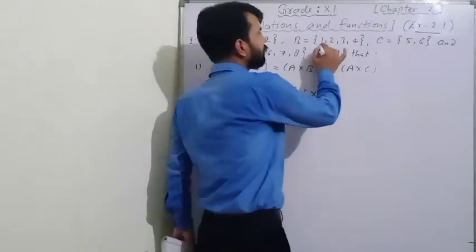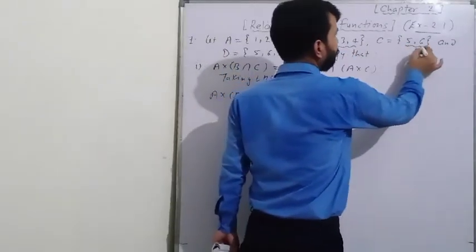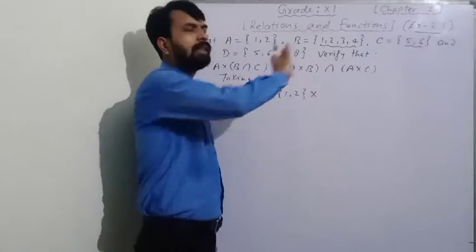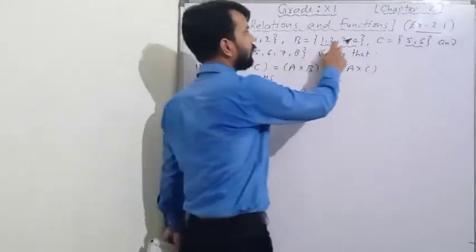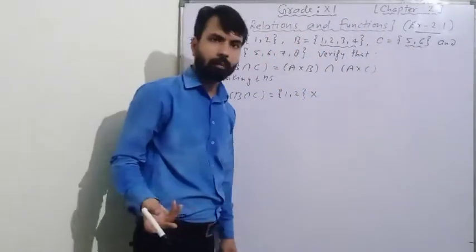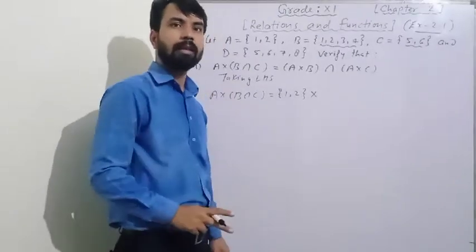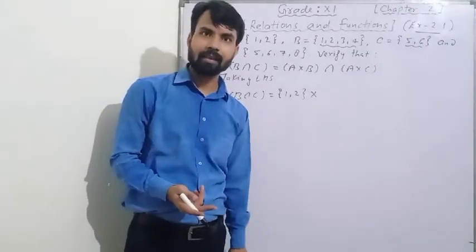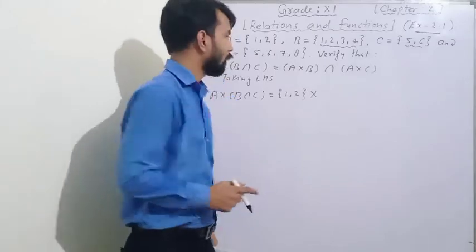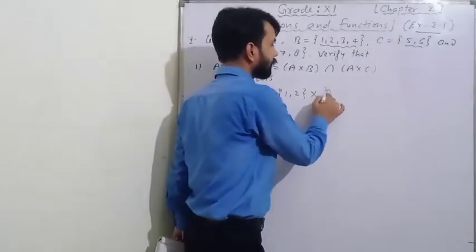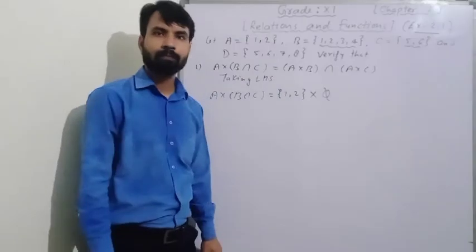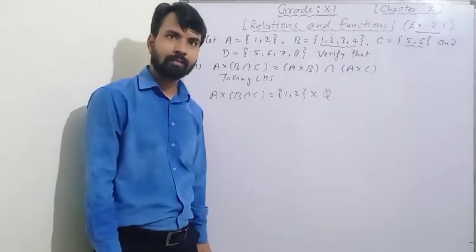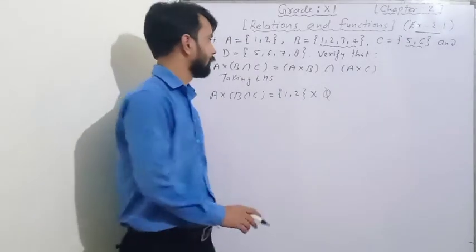B set is {1, 2, 3, 4} and C set is {5, 6}. So what is common in these two sets? 1 2 3 4 and 5 6. Nothing is common. If nothing is common, that means B intersection C is a null set. Are you getting this? It is a null set, or null set is represented as phi. Am I right? Clear? Good.